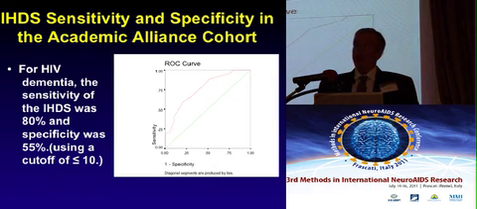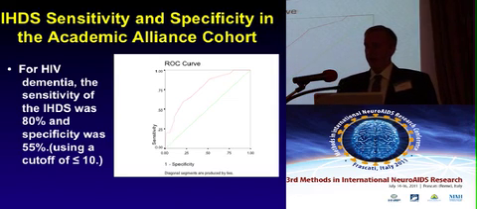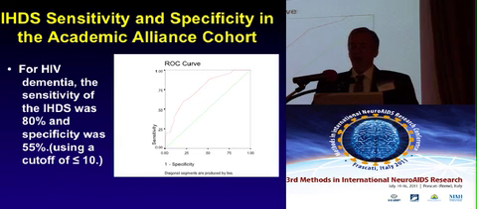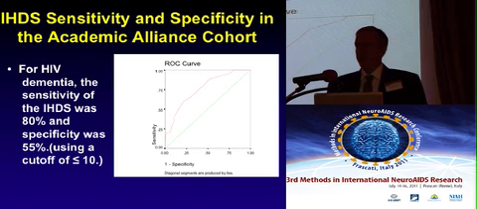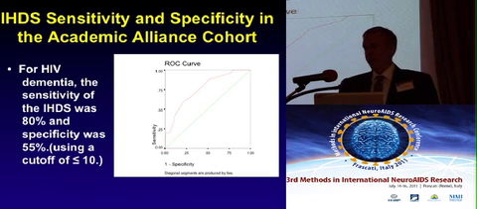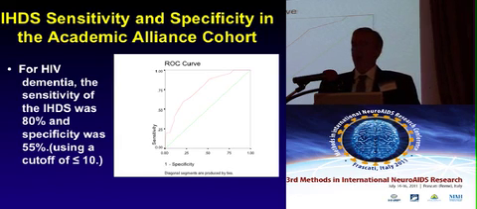We did an ROC curve analysis looking at cutoffs that could be used. And using a cutoff of less than or equal to 10 points for the International HIV Dementia Scale total score, it provided a sensitivity for diagnosing HIV dementia of 80%, so very few false negatives. However, the specificity was 55%, so there were significant false positives, suggesting that this score might be useful for establishing a diagnosis of dementia only if you confirmed it with more detailed neuropsychological testing.